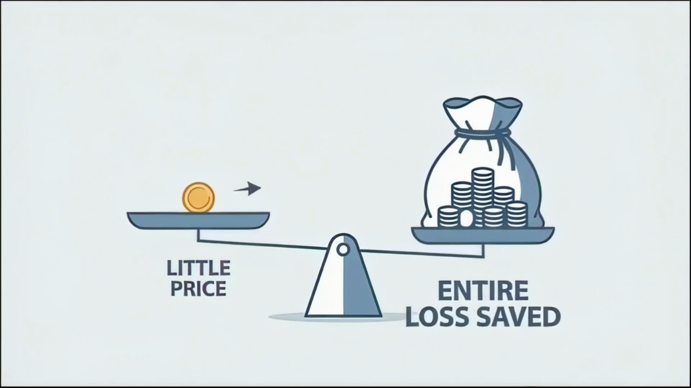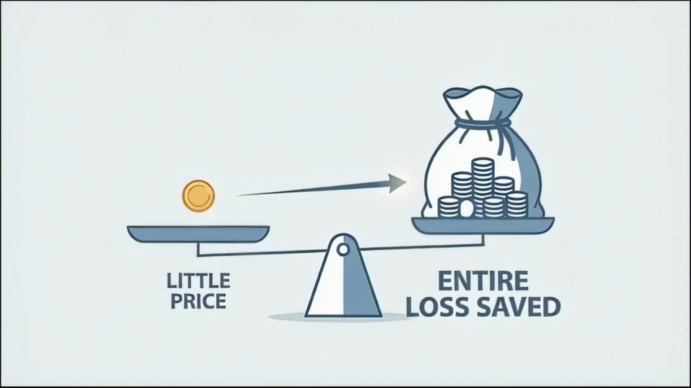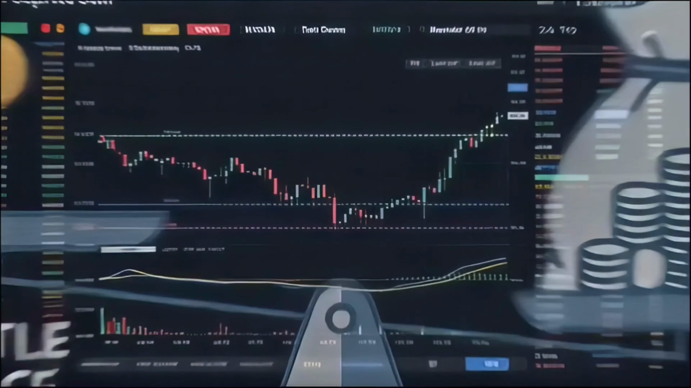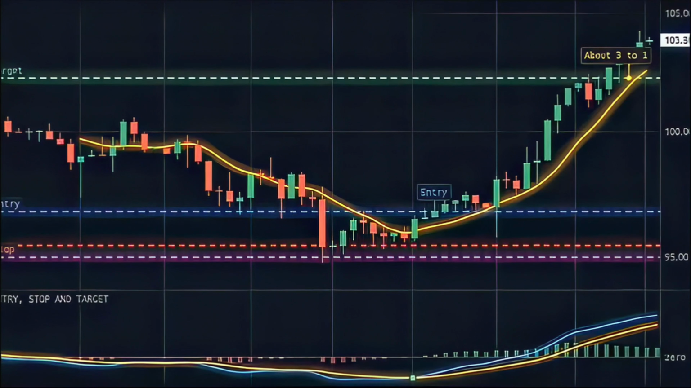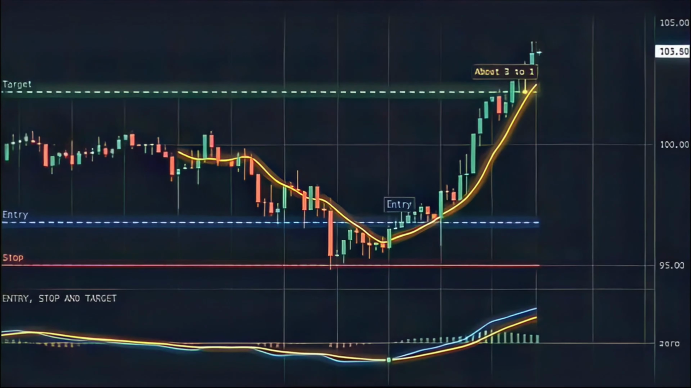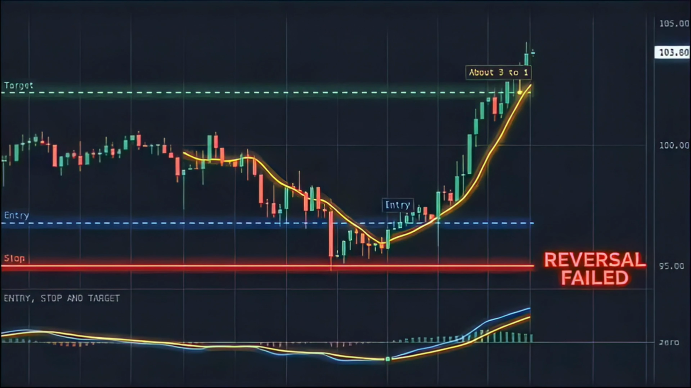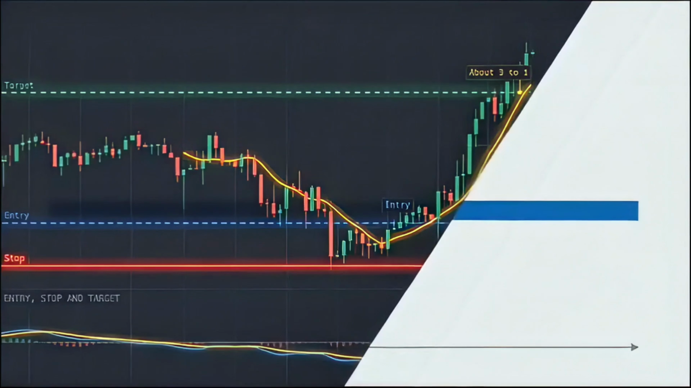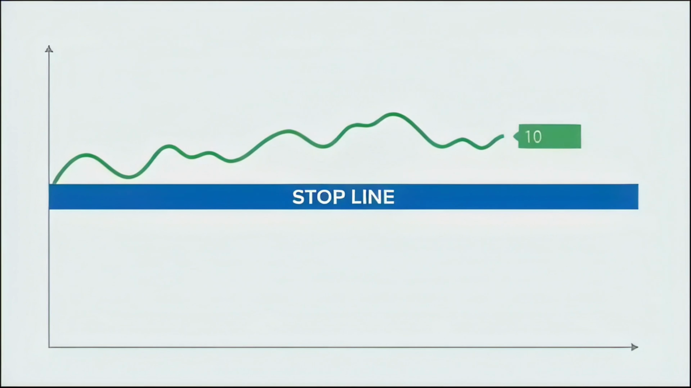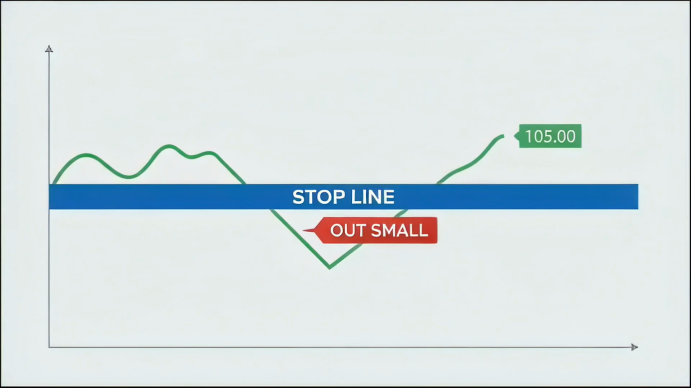Waiting for the close costs you a little price on the winners and saves you the entire loss on a whole category of fakes. Your stop goes below the most recent swing low, the low that formed while the tool was bottoming out before it crossed. That is the price that proves the reversal failed. If the market takes out that low, the turn you were trading did not happen, and you want out small.